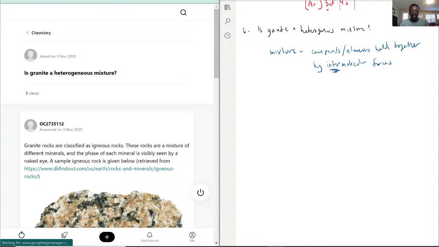Or, to go further, like hydrogen bonding, or van der Waals forces, which is kind of like your pseudo-gravitational force that every molecule kind of has. But those are just different types of intermolecular forces. And the key thing here is that it has to be different compounds or elements held together by that.